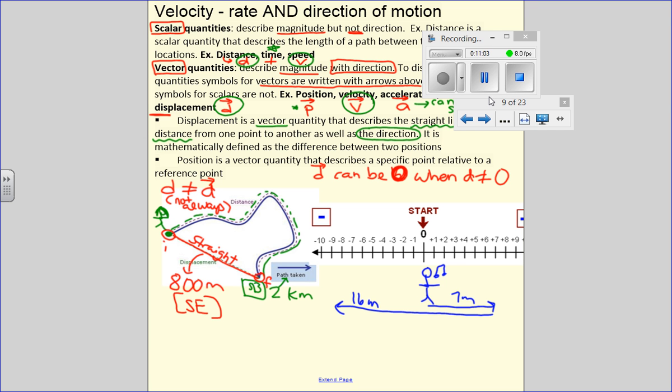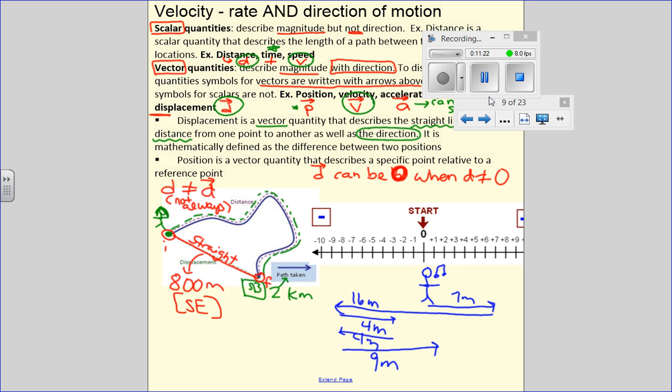Then he walks 4 meters this way, and then he comes back 4 meters that way, and then he walks 9 meters, and he ends up right back where he started.